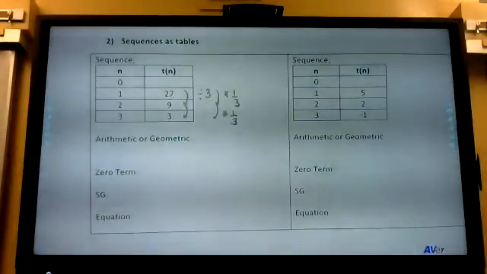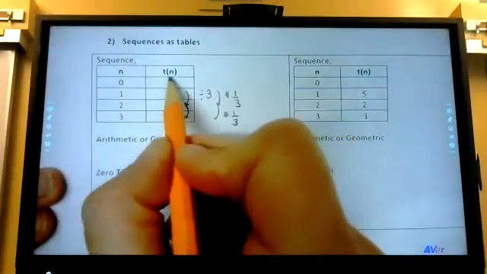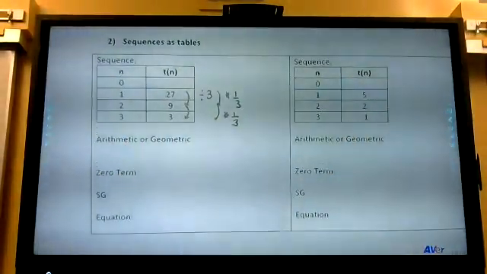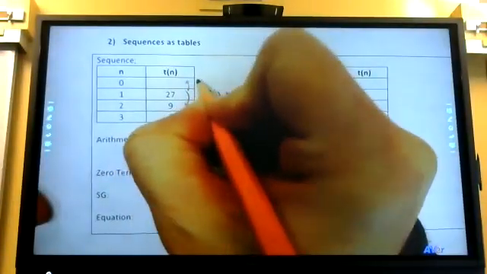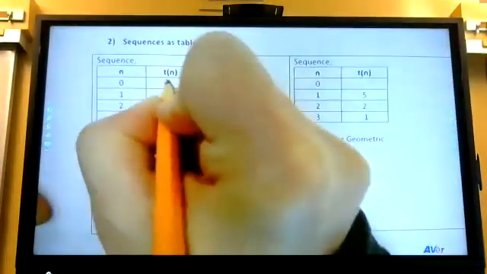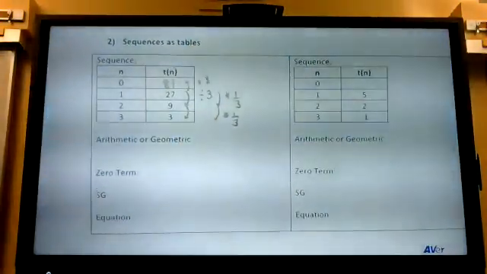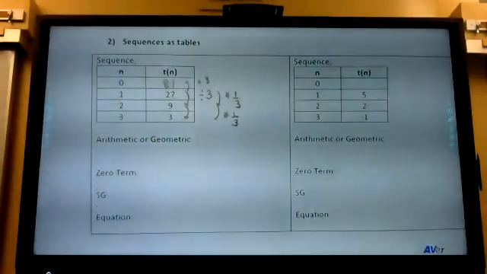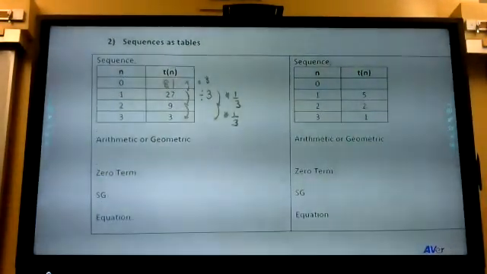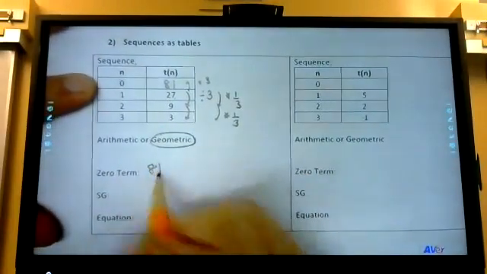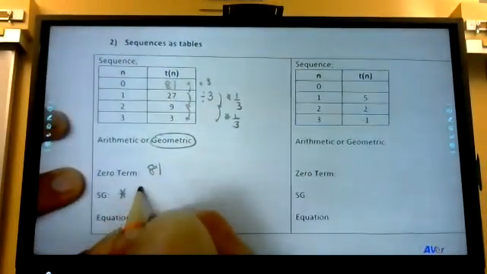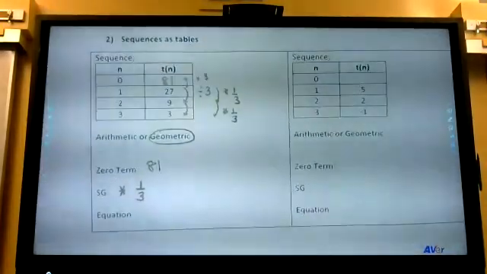So if I'm dividing by 3 here, how am I going to get my 0 term? Well, I have to go backwards. So what's 27 times 3? I got to go backwards, multiply by 3, and that'll give me 81. So because I'm multiplying by 1/3 over and over and over again, this is a geometric sequence. My 0 term is 81. My sequence generator is multiplying by 1/3. Okay, all right, that means my equation.